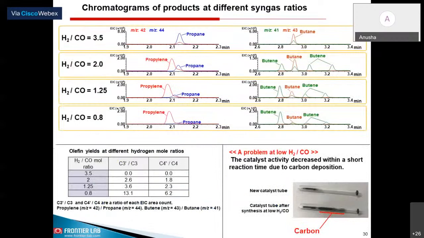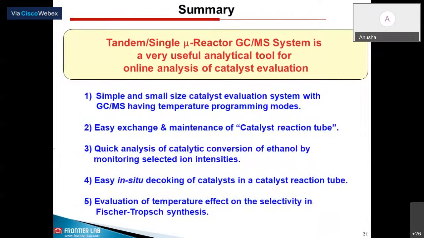So quickly, I think till now it's clear. I would like to summarize what I have presented till now. As I told you, this is a very useful analytical tool for online analysis of catalytic evolution. It also has various advantages, because the tandem microreactor comes with a very simple and very small-size catalyst evaluation system with GC-MS, with various temperature programming modes. I already told you: isothermal, linear, stepwise. Depending upon your requirement, you can switch to the different modes and observe what changes occur for that particular compound at different temperatures. You can go for stepwise or linear, and then clearly observe what changes are occurring.